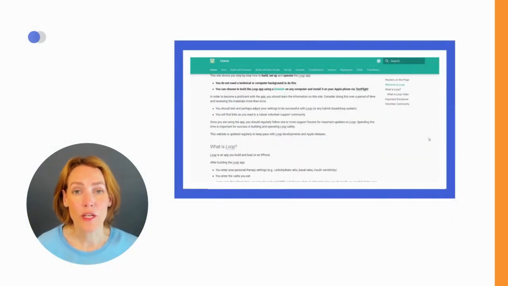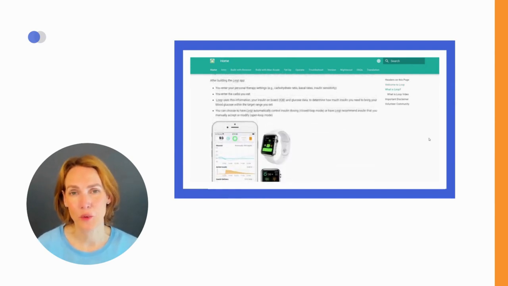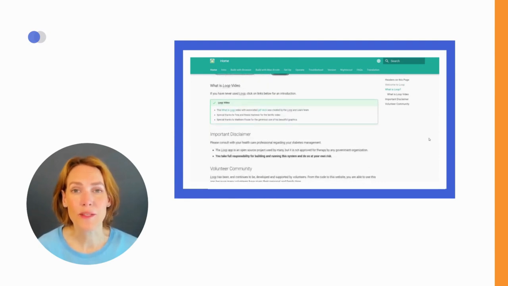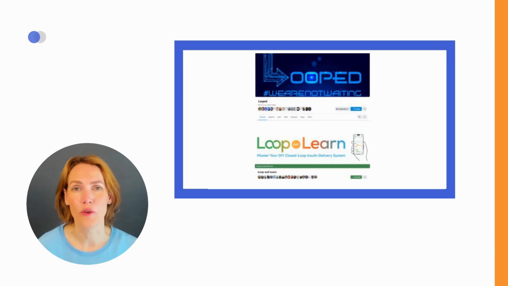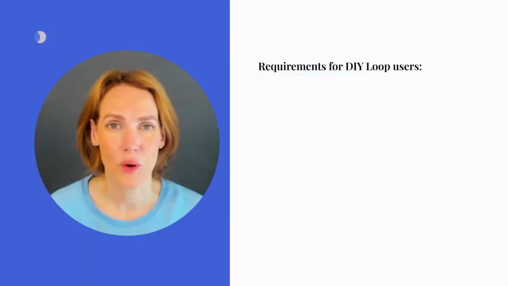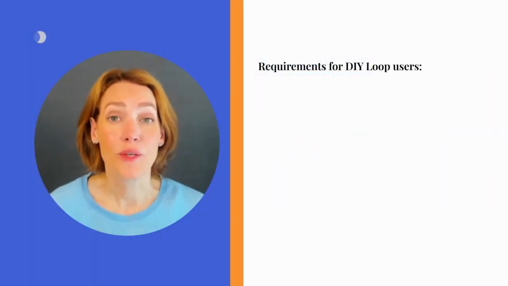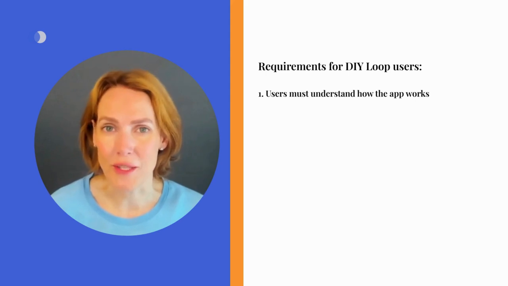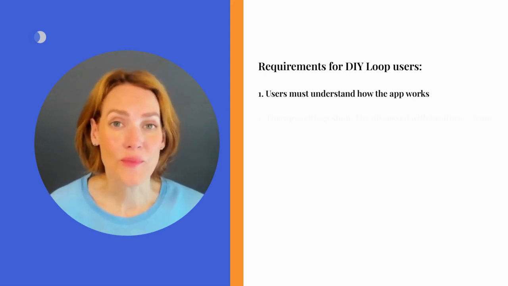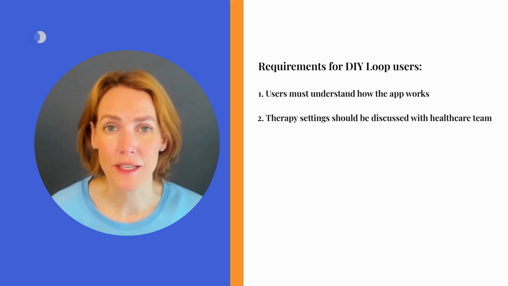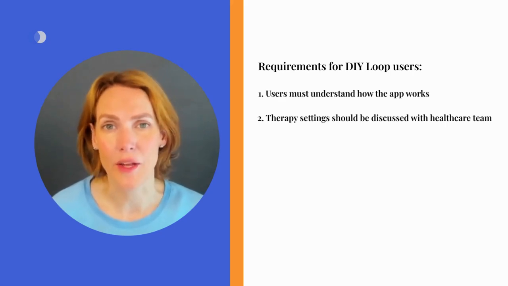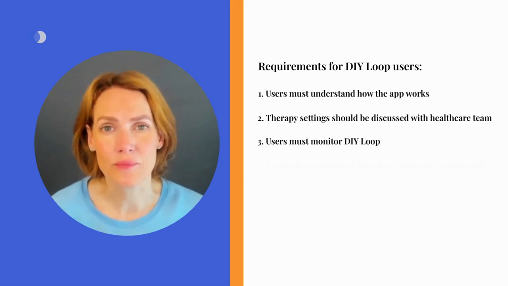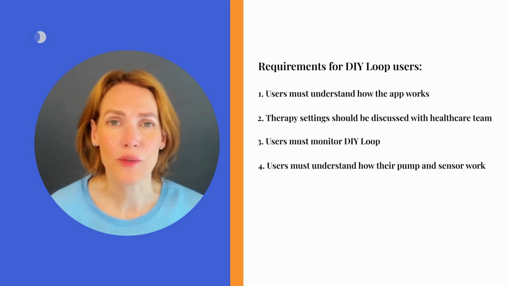The necessary information for building the app can be found in the LoopKit documentation available online, as well as through discussions with experienced users in Facebook groups or other forums. While many people have successfully built and used DIY Loop safely, it is crucial that each user has a thorough understanding of how the app works, collaborates with their diabetes healthcare team to customize the therapy settings, maintains and monitors the system to ensure proper functionality, and understands how their insulin pump and glucose sensor works.